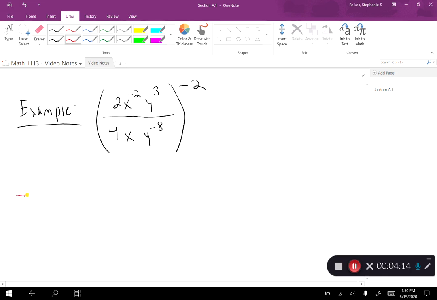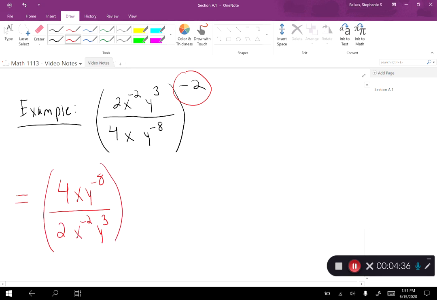So the first thing I usually do is take care of this outside exponent negative 2 by taking care of the negative first. So that negative indicates a flip of the fraction. So the denominator is going to become the numerator, and the numerator is going to become the denominator. And so all I did was take care of that outside negative, and now it becomes positive.